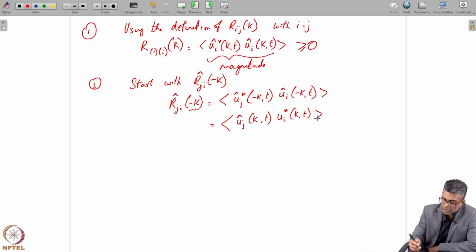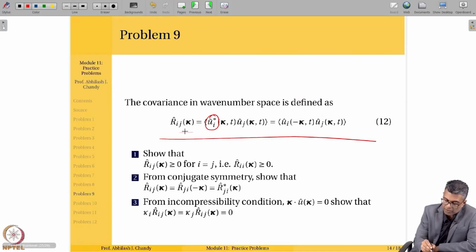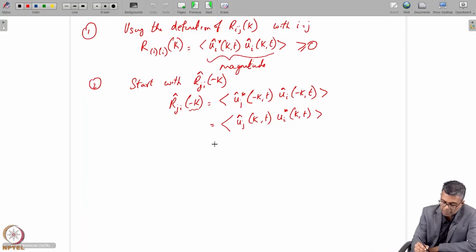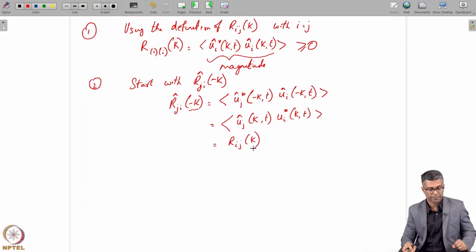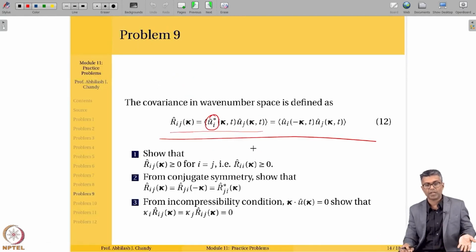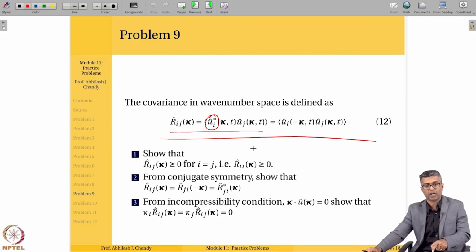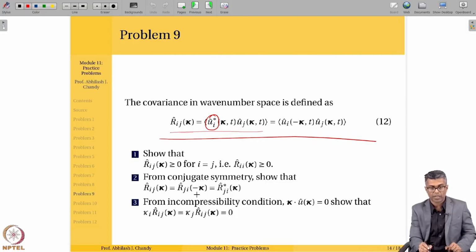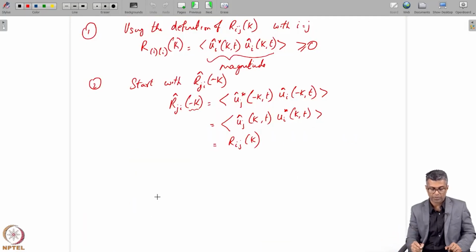This is the same as what is given here. So that means this just becomes Rij of kappa. So essentially what we have done is we have just shown conjugate symmetry, right? So Rij of kappa is Rji of minus kappa. We started with Rji of minus kappa and we proved that it is Rij of kappa. That is what it is.